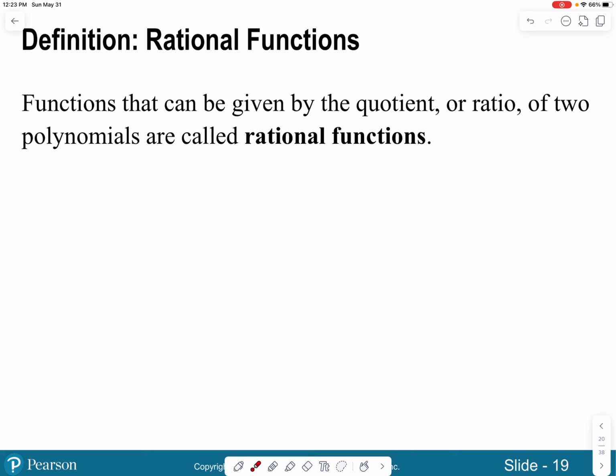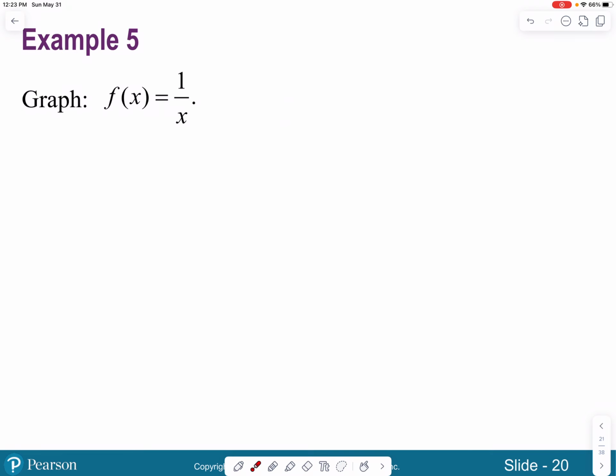So the definition of a rational function: functions that can be given by the quotient or ratio of two polynomials are called rational functions. So rational functions are basically like fractions. One main thing whenever we're working with fractions, you have to be cognizant that we cannot divide by 0, right? We don't want to divide by 0.